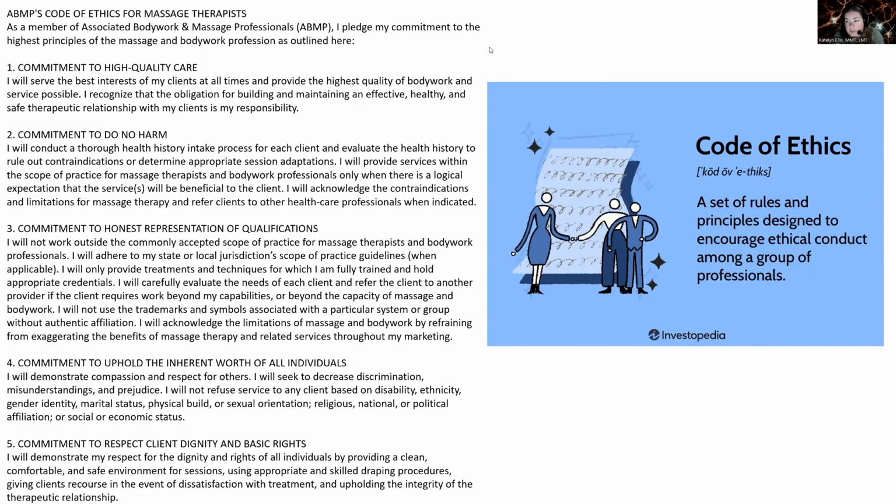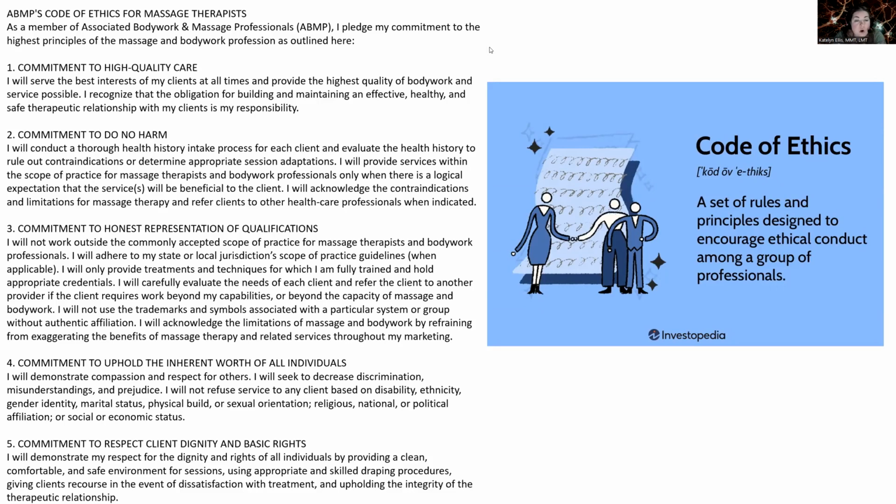All right, so what is a code of ethics overall? It's a set of rules and principles designed to encourage ethical conduct among a group of professionals, in this case, massage therapists. So the ABMP says commitment to high quality care. You will serve the best interests of your clients at all times. That means you will not have self-serving interests. That's a conflict of interest. We'll talk about that later.